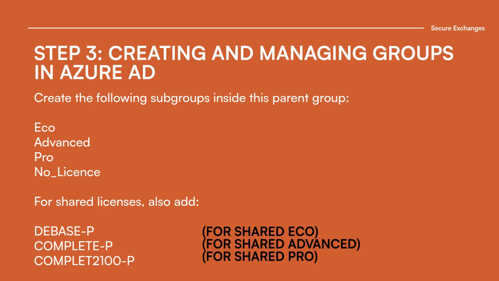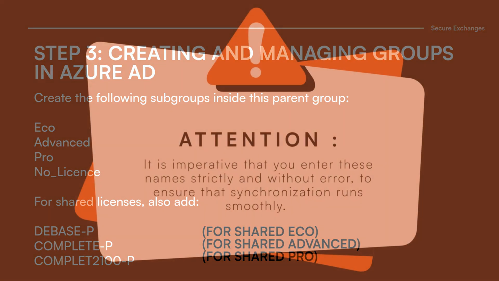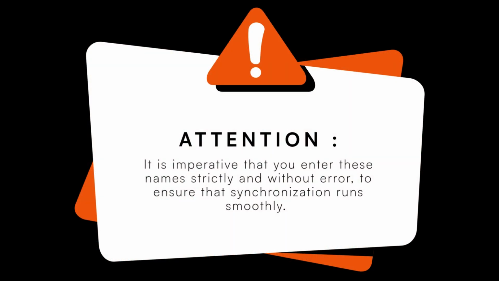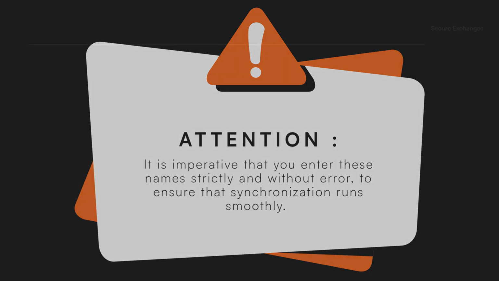For shared licenses, also add Debase-P for shared Eco licenses, Complete-P for shared advanced licenses, Complete 2100-P for shared Pro licenses. It is imperative that you enter these names strictly and without error, to ensure that synchronization runs smoothly.